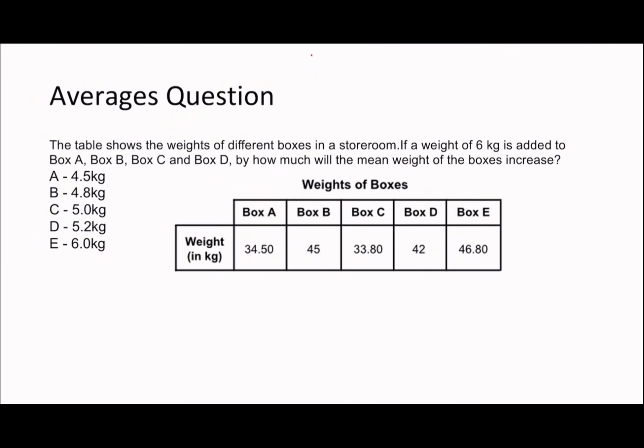So it says the table shows the weights of different boxes in a storeroom. If a weight of 6 kg is added to box A, B, C, and D, by how much will the mean weight of the boxes increase? Okay, so from an initial standpoint, it looks like a fairly simple question. All you have to do is add all of these values up together. So 34.5 plus 45 plus 33.8 plus 42 plus 46.8. So that gives me 202.1. Then you divide that number by 5 and you get 40.42, which is going to be the old mean.